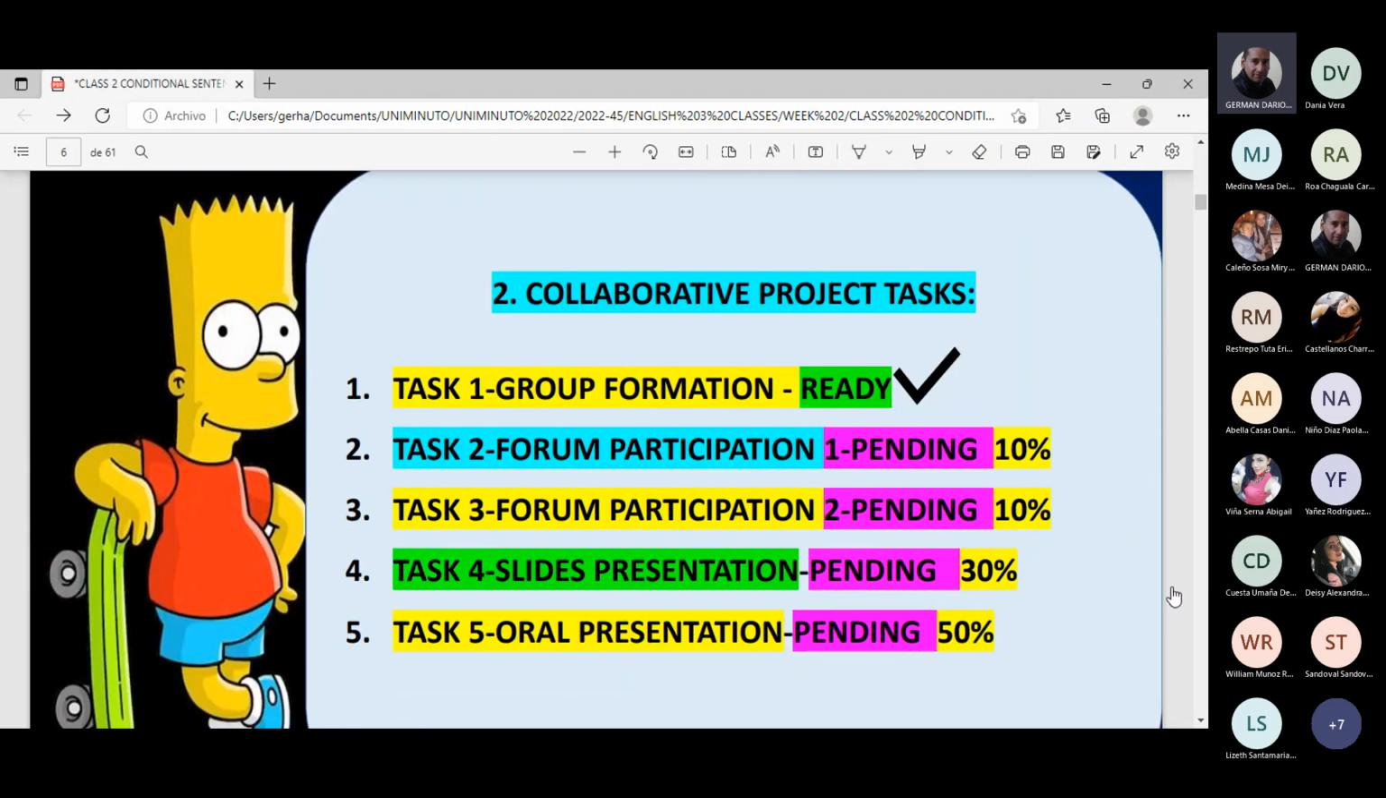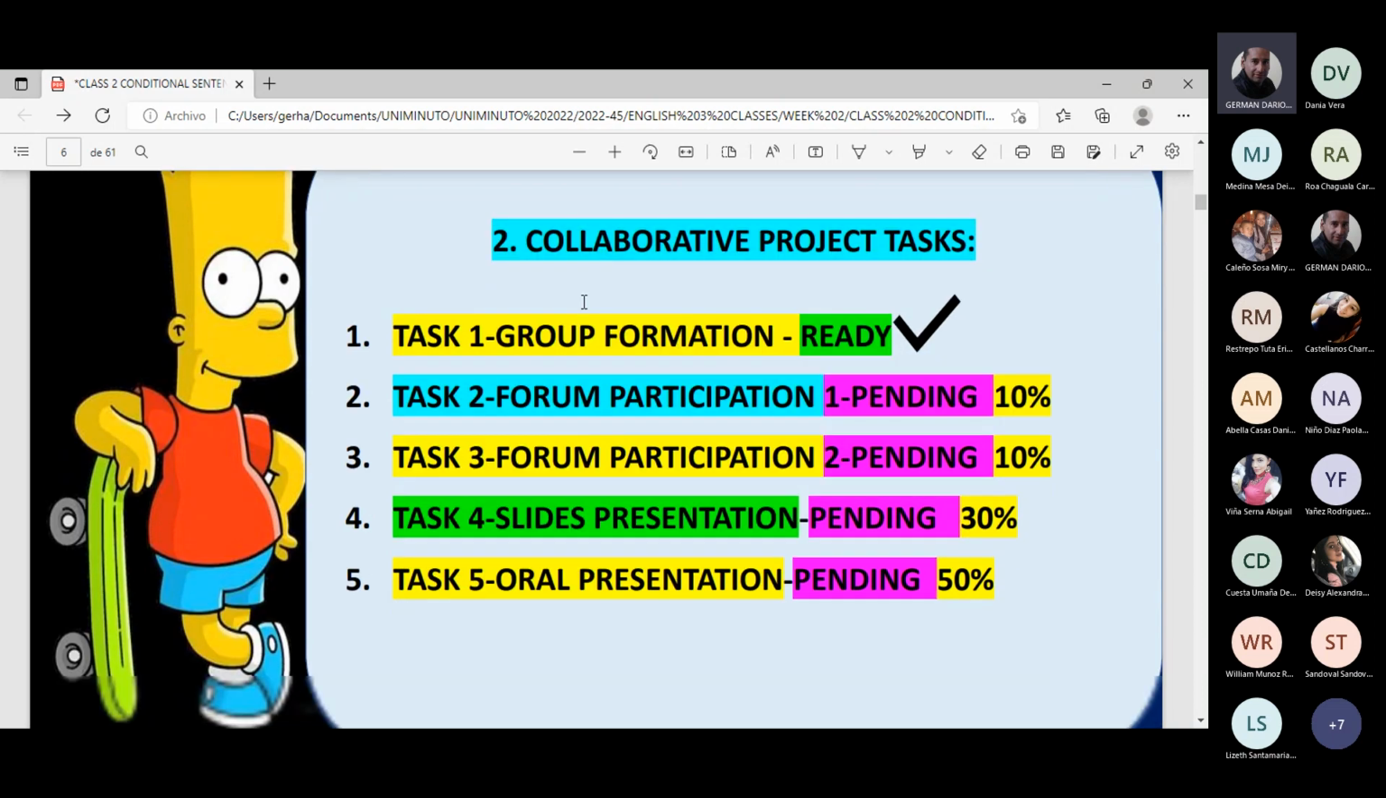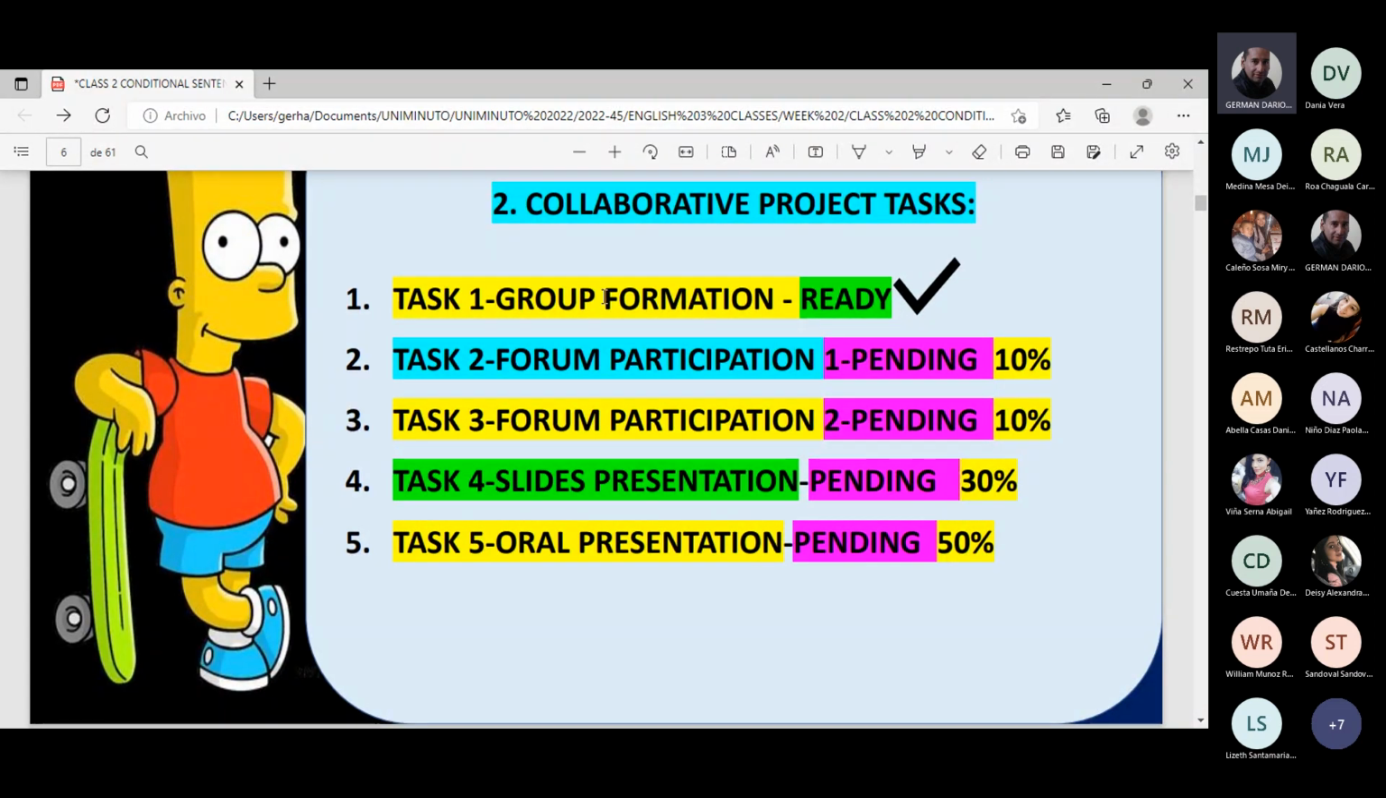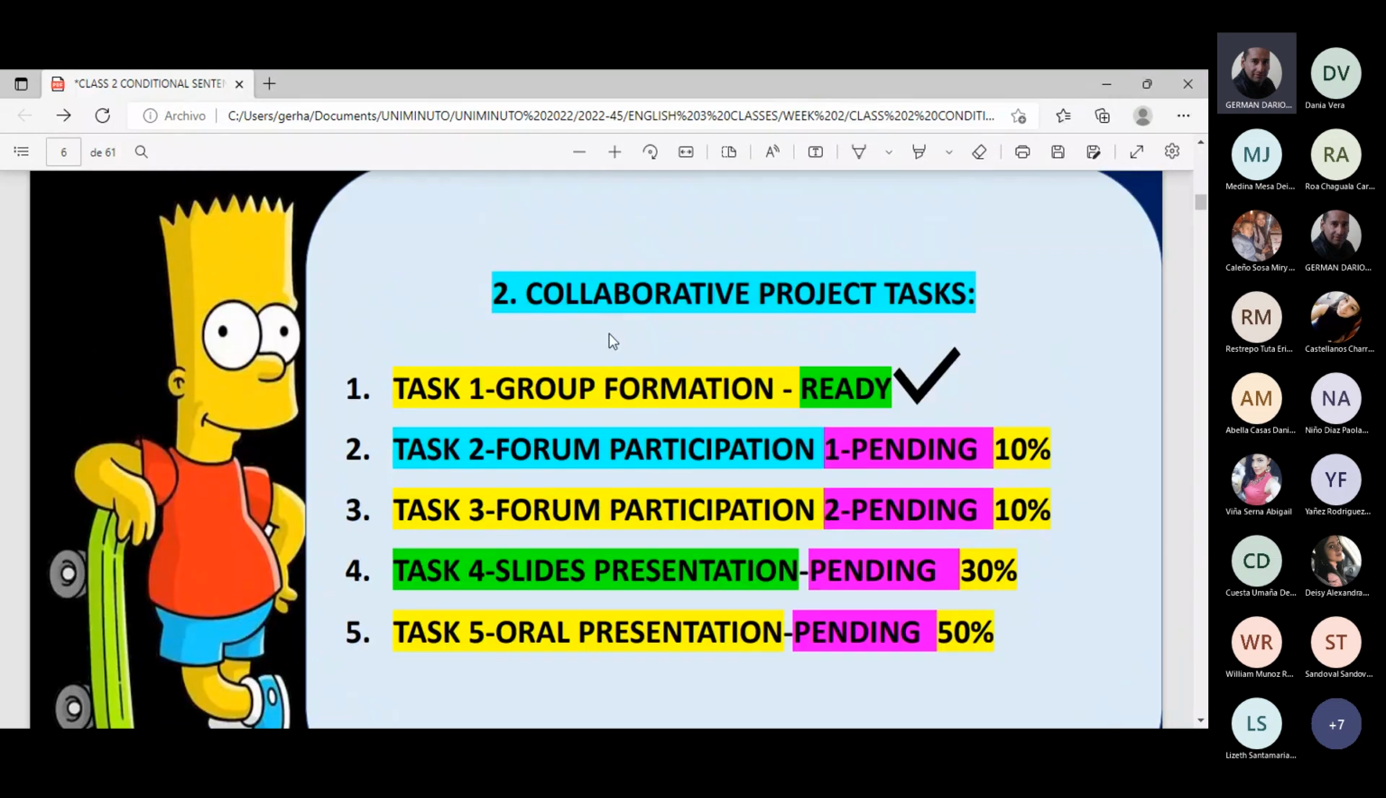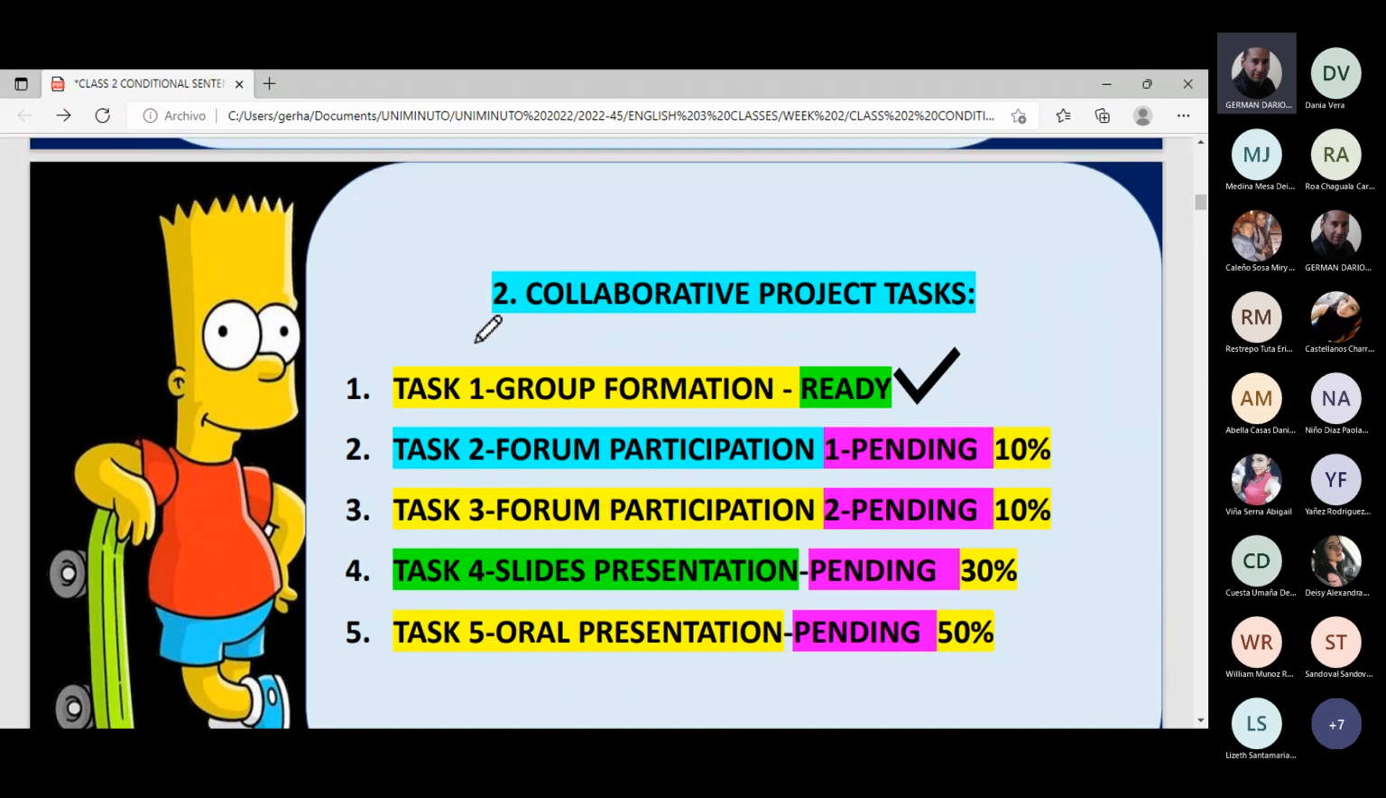Okay, now I'm going to tell you about the collaborative project. Remember that we need to develop this semester the collaborative project titled the Chart Tank. Remember that the last class I asked you for one activity, and the activity was to create the groups. So this week this group is ready. However, there are 3 students that haven't selected group yet.